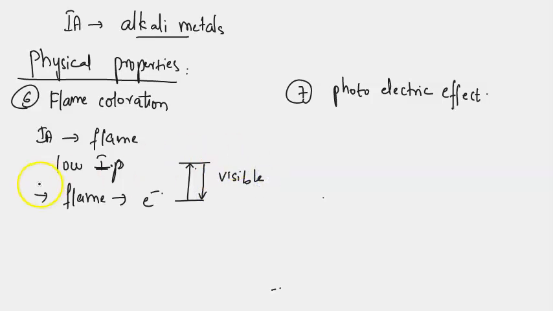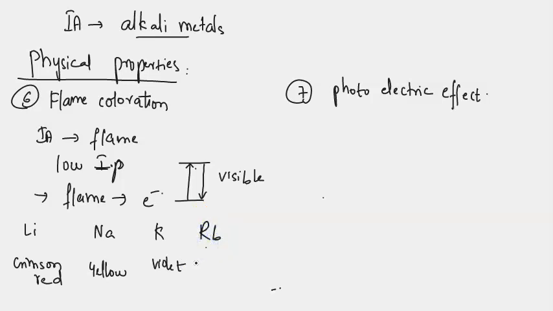Hence, lithium shows crimson red flame color. Sodium shows yellow flame color. Potassium shows violet color. Rubidium shows red violet color, and cesium shows blue color. These are the different flame colors imparted by 1A group elements.